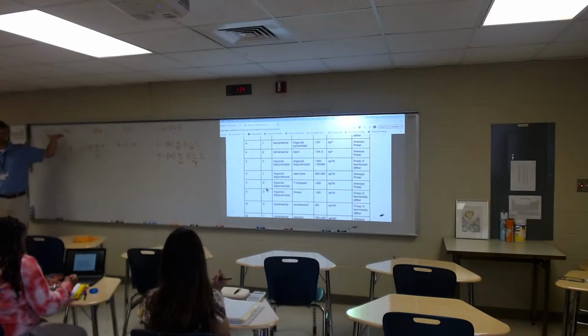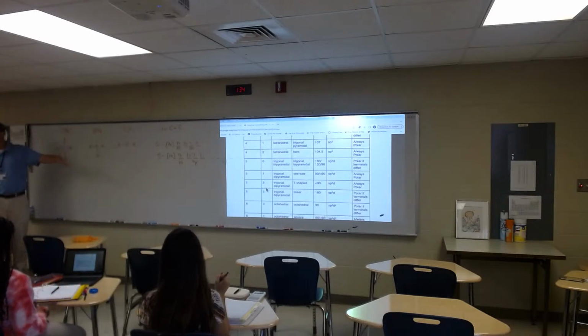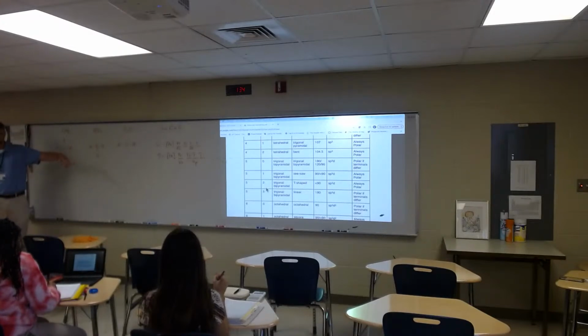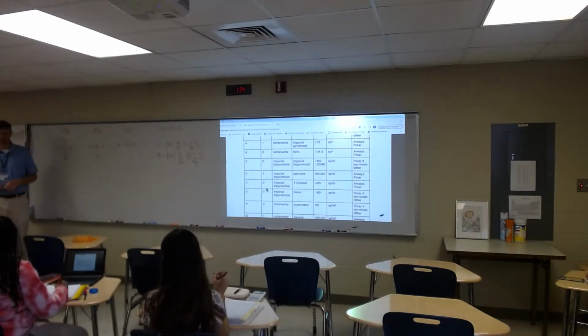So any non-metal on rows 3 through 7 can expand its octet. If they ask you why, it's because it has extra D orbitals. Only non-metals on rows 3 through 7 can expand their octet.